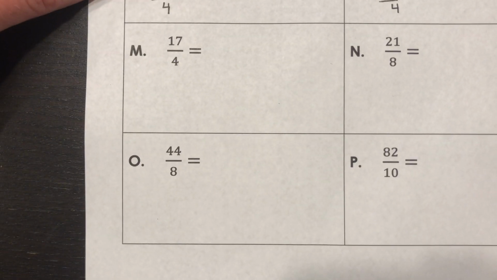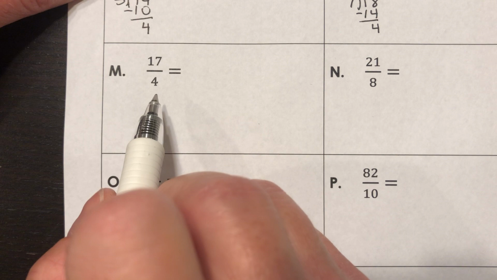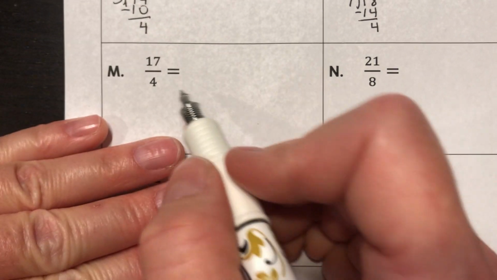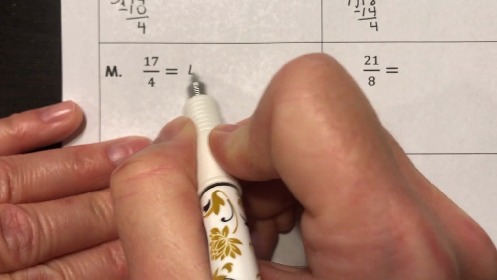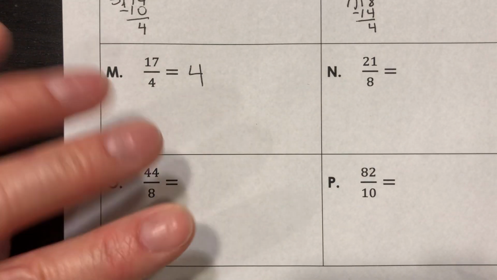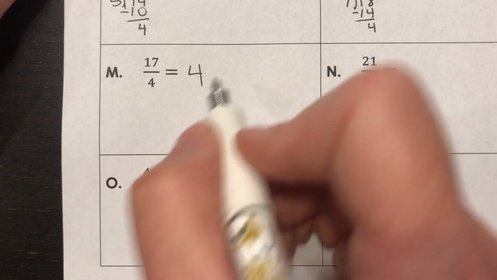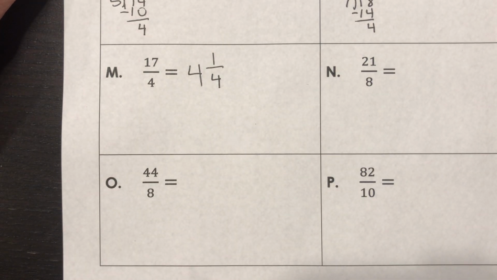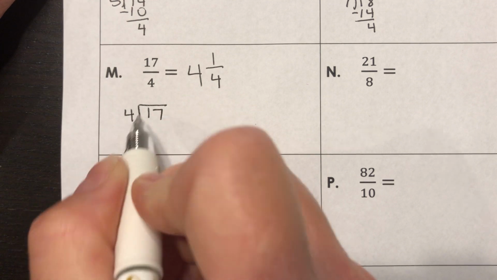All right, 17/4. 4 times what gets me closest to 17? 4, 8, 12, 16. I definitely can't get any more out of there, right? So I know that there are 4 4/4 in 17. And to get from 16 to 17, that's 1 extra out of the 4. My denominator doesn't change. So again, I'm looking at this as 17 divided by 4.